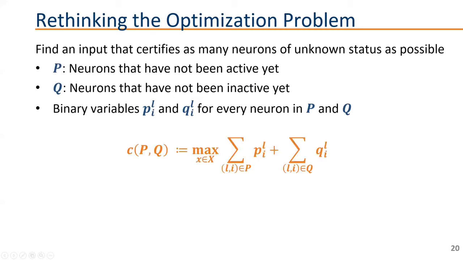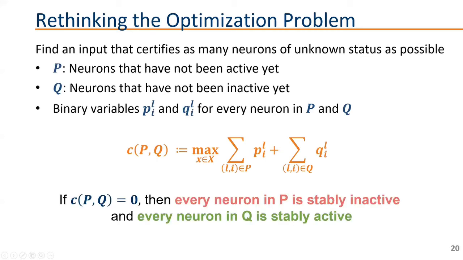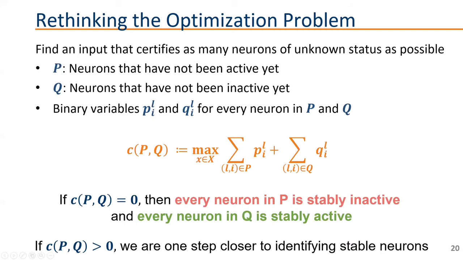So we're basically trying to maximize the number of neurons that we're going to see in a new state. And if by trying to solve this optimization problem, we have an objective function value of 0, then we know that every neuron in P is stably inactive. We can't find any instance where this neuron is active. And every neuron in Q is stably active because we can never make it inactive.